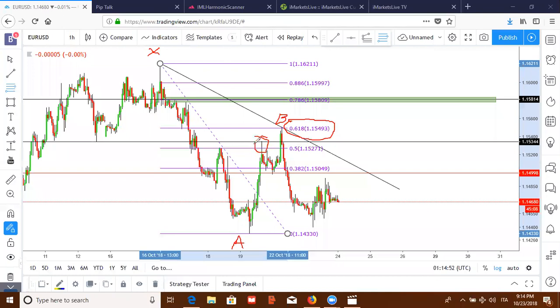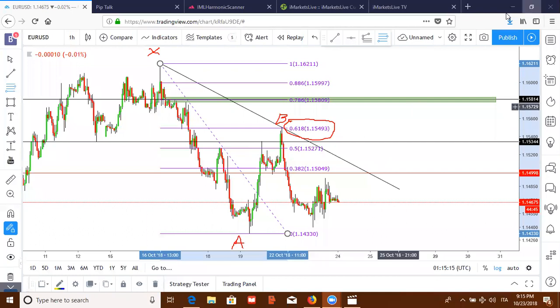So originally I had this as my B leg, but price consolidated and made one more push to the upside and then it pulled back. So now things change a little bit. You have to be willing to adjust to the market. Don't try to predict the market, just try to react to it.